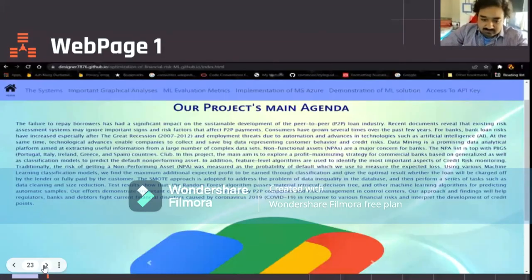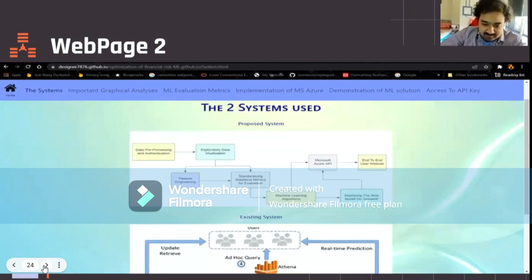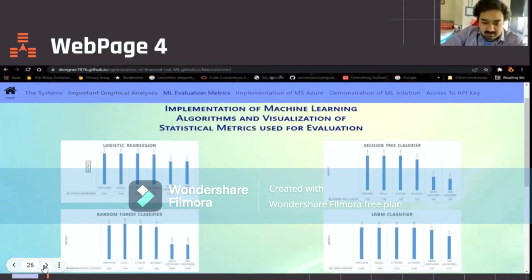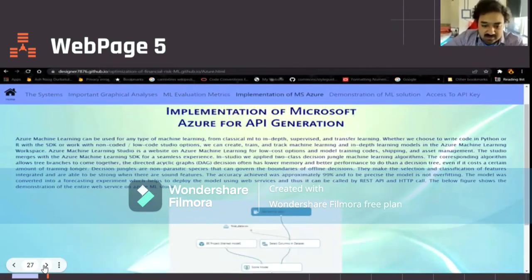Next. So these are all the screenshots that we have taken after fully deploying our website. Next. This is the systems page. Next. This is the important data visualization page which contains the EDA graphs. This is the machine learning implementation, wherein all the graphs and the comparison metrics that we used for analyzing and obtaining the perfect machine learning algorithms are given. Next. This is the demonstration page.